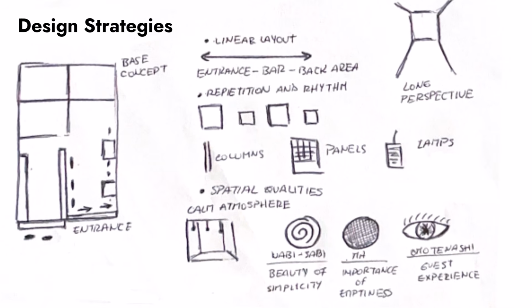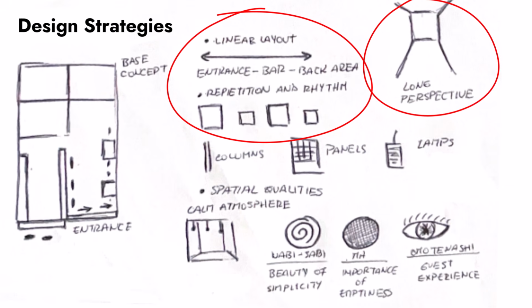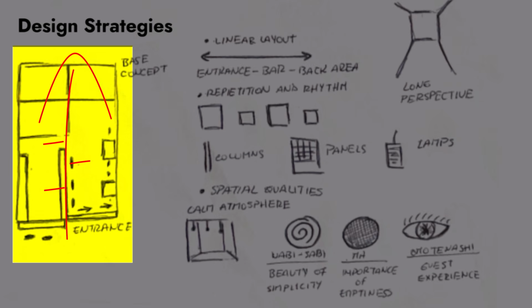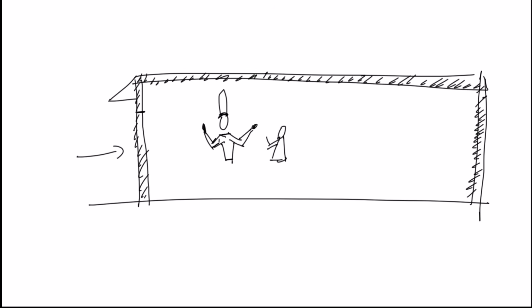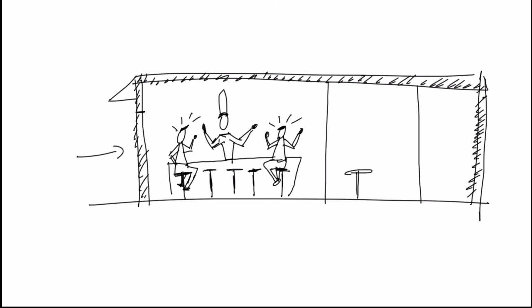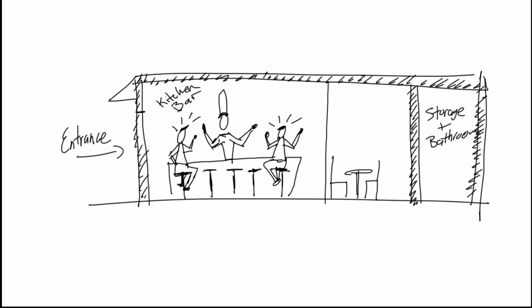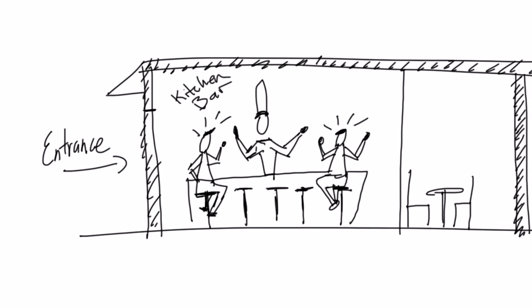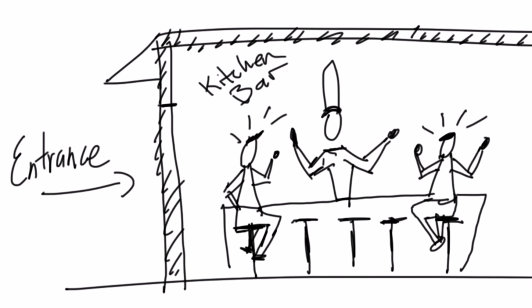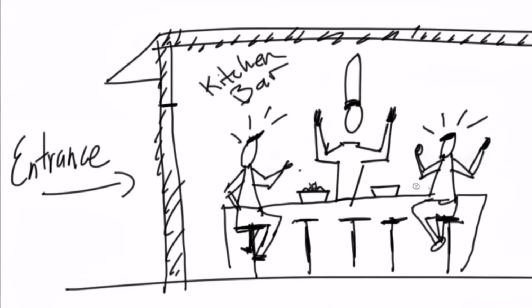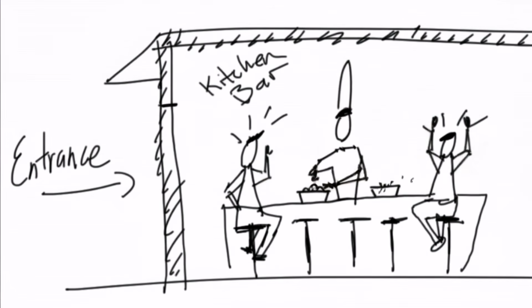Given the narrow proportions of the site, the most logical approach is to organize the space using a linear layout. This means we arrange the program sequentially along the length of the building. We'll start with the entrance, followed by the main sushi bar or kitchen counter, where customers can watch the chef preparing the dishes. At the back of the building, we place the support spaces, such as storage and a small bathroom. In this type of design, the sushi bar becomes the main focal point of the space. It is both the functional heart of the restaurant and the main attraction for customers, so we place it directly along the main access path.